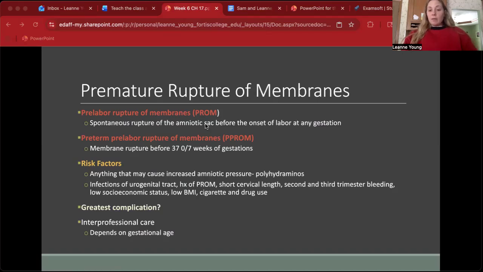Interprofessional care. How do we care for this? How do we care for a woman who comes in whose water has broke early? If the gestational age is greater than 37 weeks, delivery of the infant is the best option, okay, spontaneous or induced. So if a mom comes in and she's like, my water broke, I'm only 37 weeks and 2 days, I'm not having any contractions, we're going to have to induce her labor because at that point in time, it's safer for the baby just to be born than it is for us to sit on it, okay?